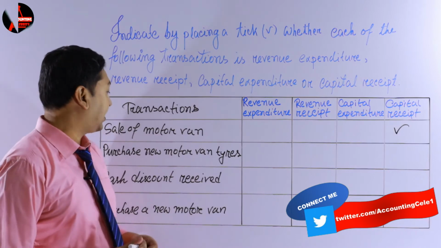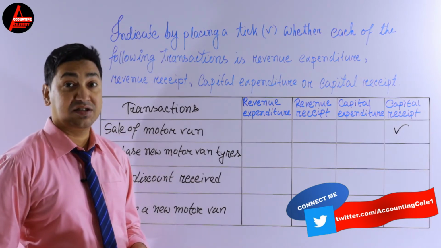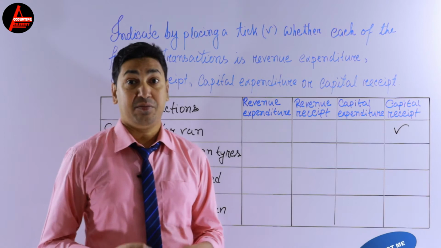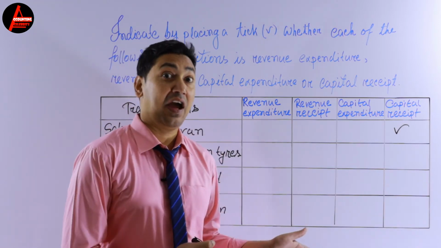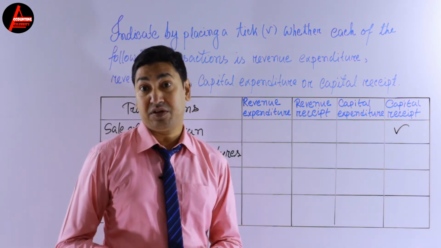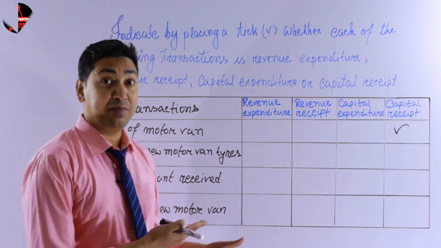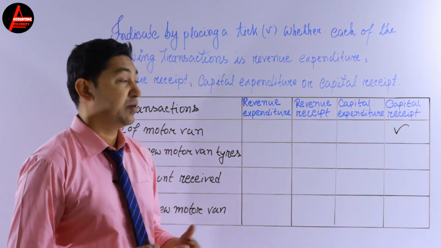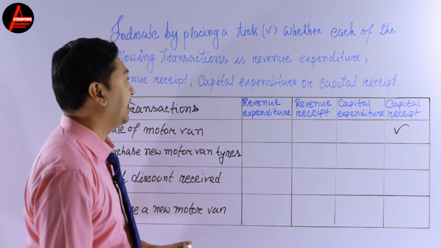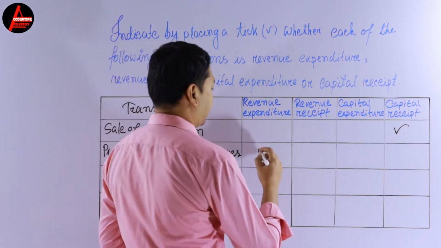The next one, purchase new motor van tyres. So you purchased motor van tyres. It is actually a repair and maintenance expense for the business. Expenses are always revenue expenditure. It happens in the business multiple times. So it will be your revenue expenditure.